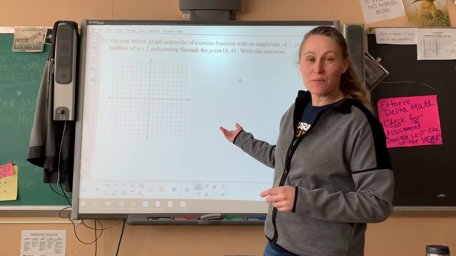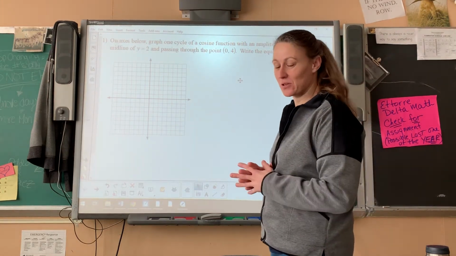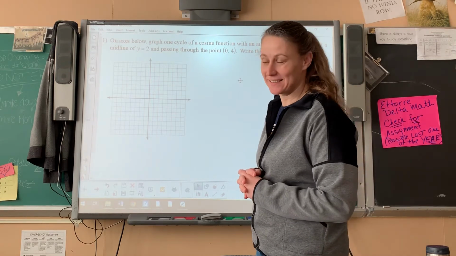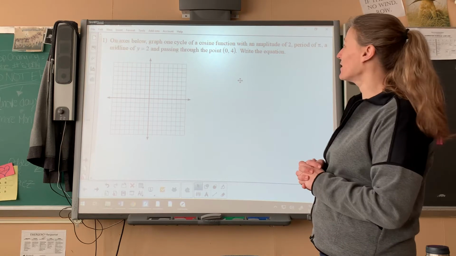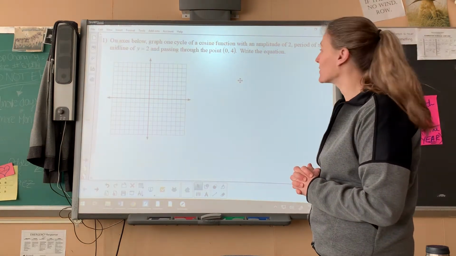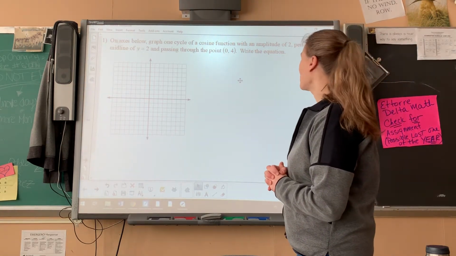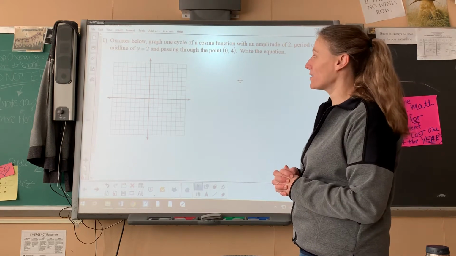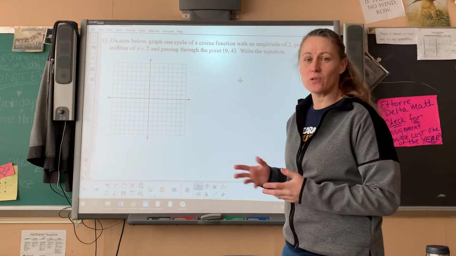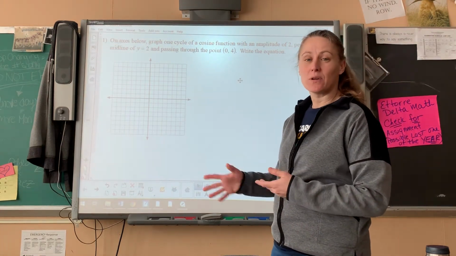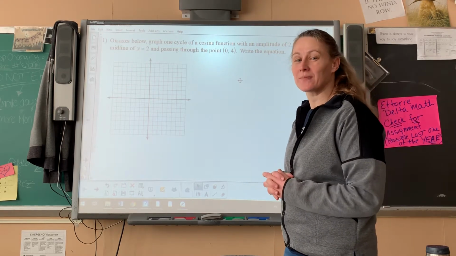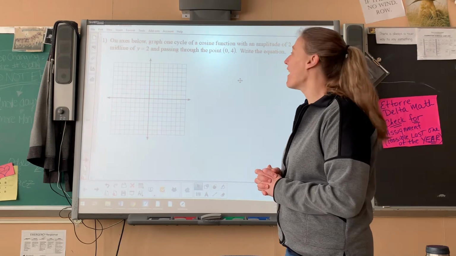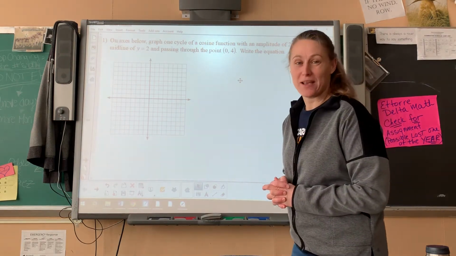Okay, so this is number 1. If you open your book to whatever page it's on, I think it's like 24. On the axis below, graph one cycle of cosine, so we know it's cosine, with an amplitude of 2, a period of pi, and a midline of y equals 2, and passes through the point. So the only real difference between this and what you did the past 2 days is it's got to pass through a point.